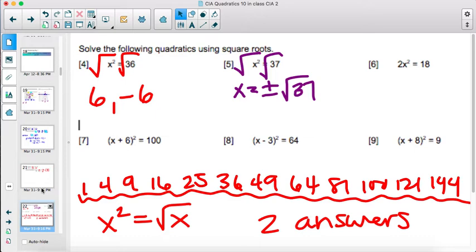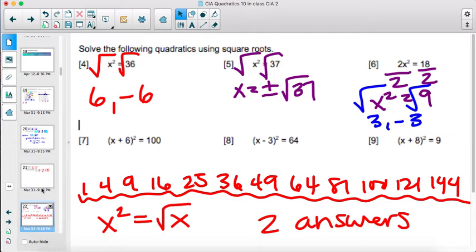All right, the last thing you need to pay attention to when you're solving these is if there's something around the x squared. In this case, I have a 2x squared, so I have to get rid of that 2. To do that, I divide both sides by 2, and I get x squared equals 9. Now I can do the process I've been doing the whole time. The opposite of squaring is square rooting, and 9 is one of my perfect squares. It's 3. And then because I get two answers, it's 3 or -3.